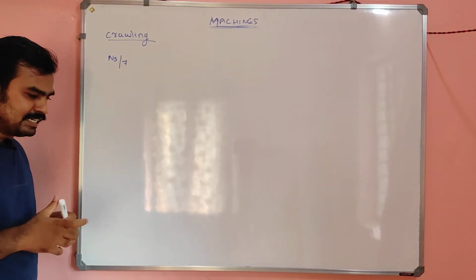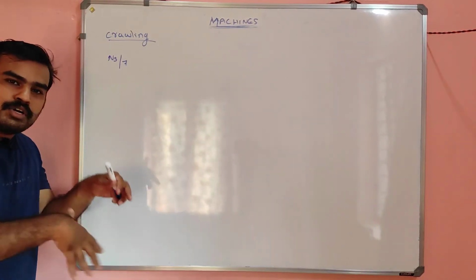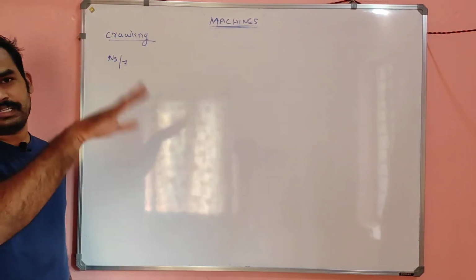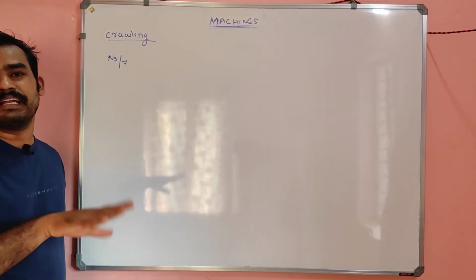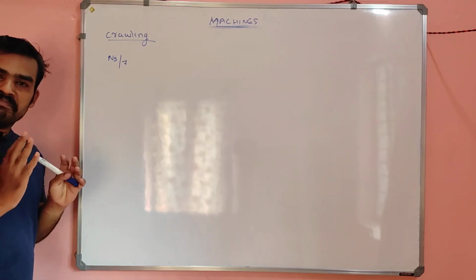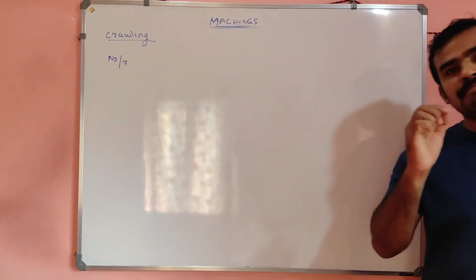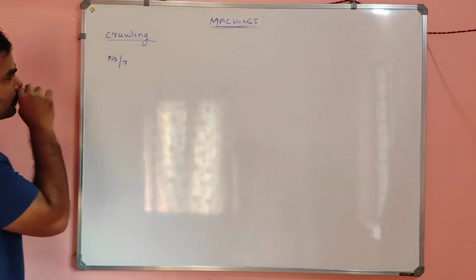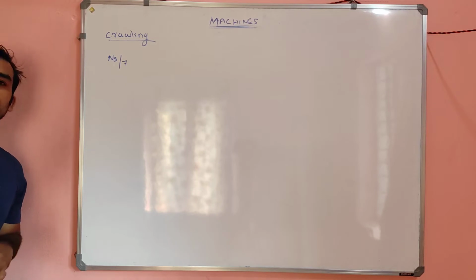Crawling means what? The motor crawls at a speed of ns/7, and it continuously operates at that speed only for some time. The meaning of crawling is that the induction motor runs at 1/7 of the synchronous speed. The induction motor trying to run at 1/7 of the synchronous speed is called crawling.